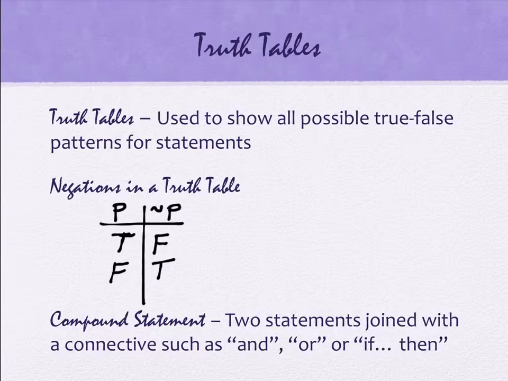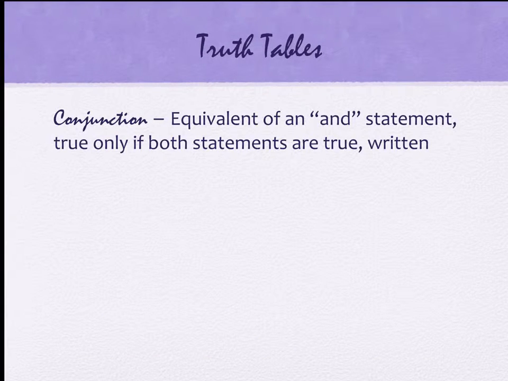Okay, so we're going to look at the first one, the and statement. An and statement is called a conjunction. So we join it with the word and. It will be true if and only if both statements are true. And it is written, so we have two statements. We'll call those statements P and Q. And it's written as an upside down V. So this is read P and Q.